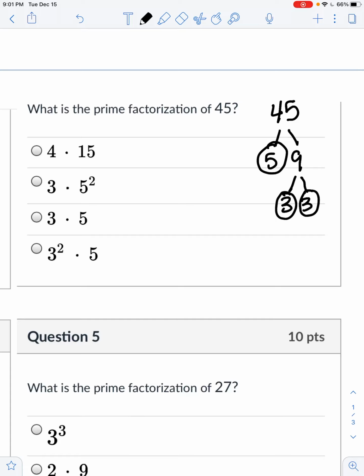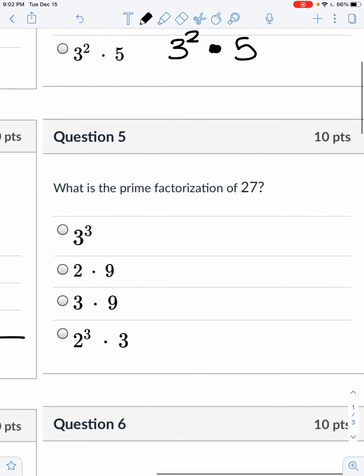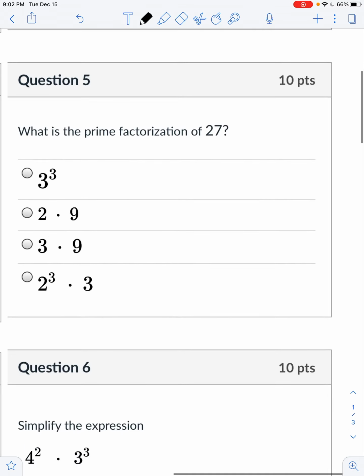Now I'm going to set it up. I have 3 being multiplied twice. So that means 3 squared times, remember this dot also represents times, 5. Okay, now if I'm just multiplying 5, I don't have to put the little 1 up there just because that's already assumed. You can just put times 5 and then look for the answer choice that matches up with this. Let's look at number 5.